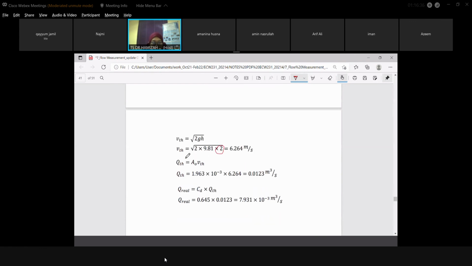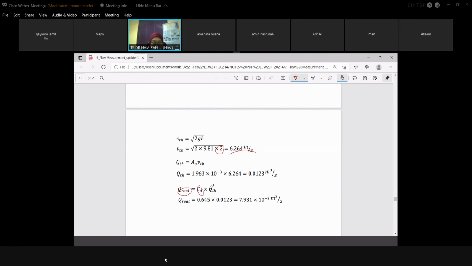Okay, and then we calculate Q theory, which is area darab dengan V. So, area adalah area of the orifice, darab dengan V yang kita kira tadi. So, ini adalah teori sebab tak ada CD. Bila kita apply coefficients, the Q jadi real. Baru jadi Q real.